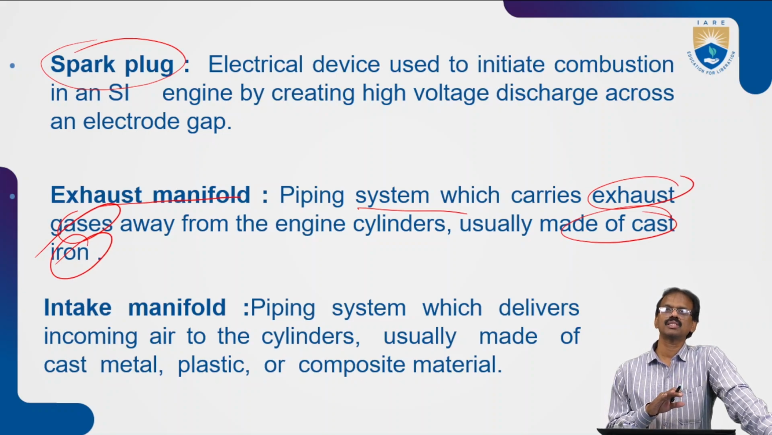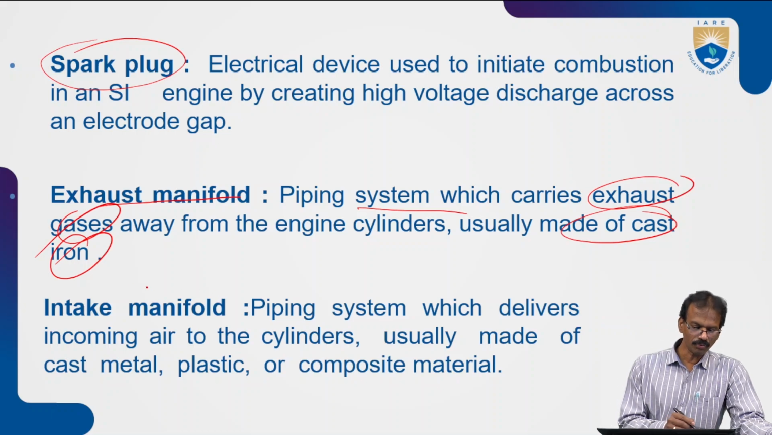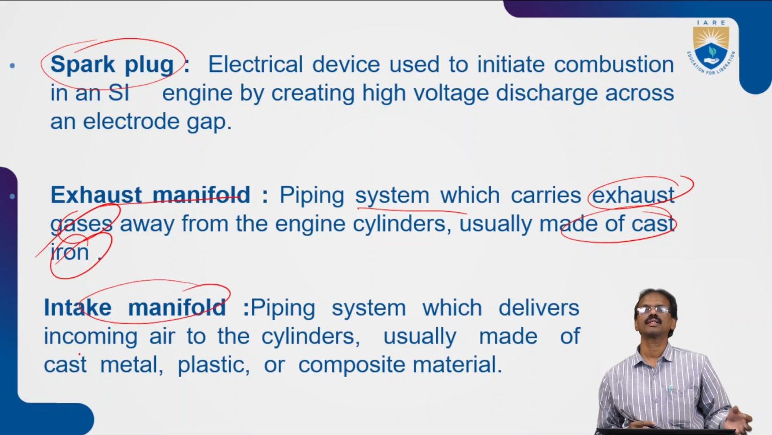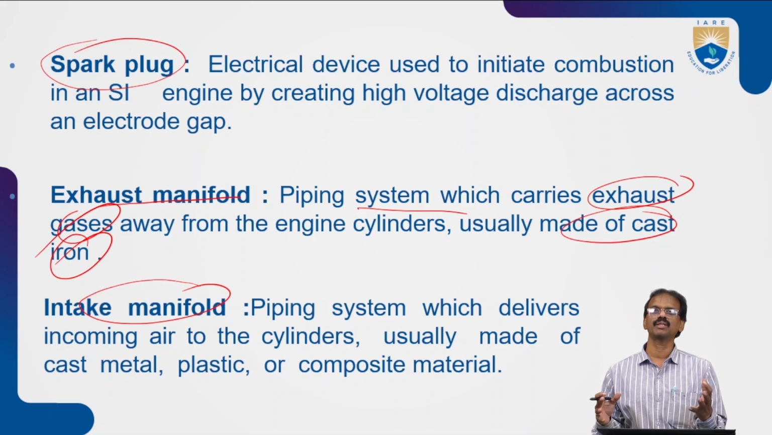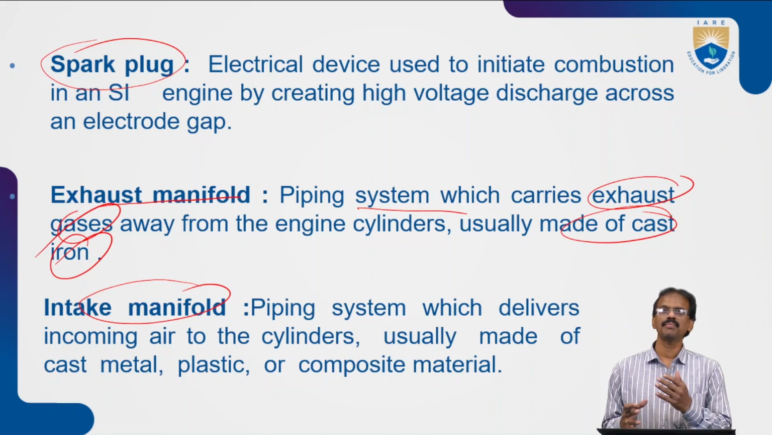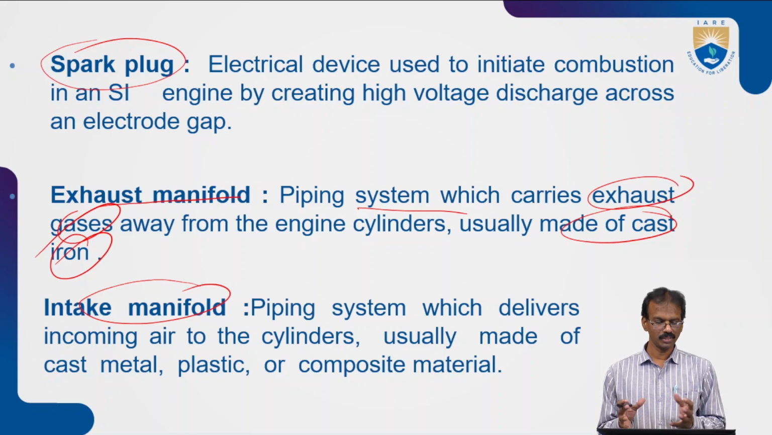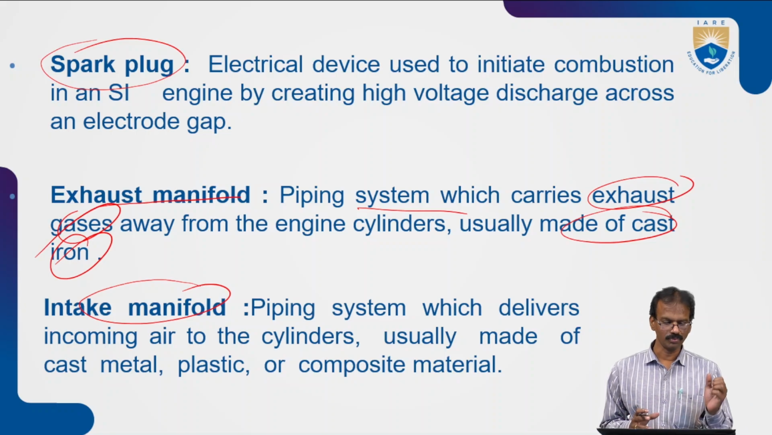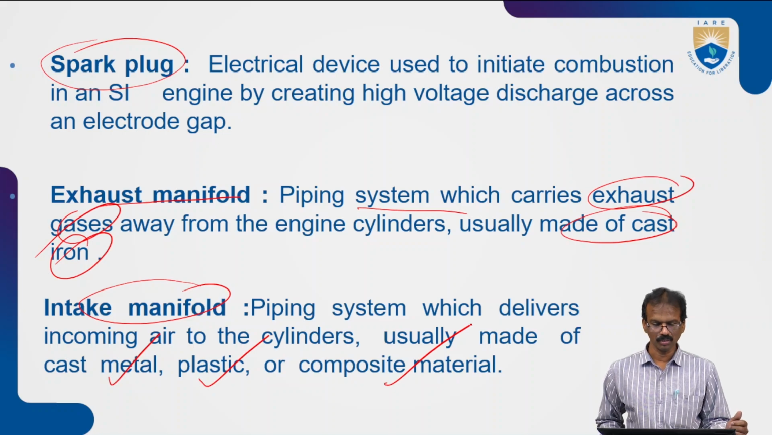Intake manifolds are just like a piping system which delivers the incoming charge. Charge means air-fuel mixture in the case of SI engines, into the cylinder. The manifold is mainly used to take the air-fuel mixture which is coming from the carburetor. A carburetor is a device which is used to prepare the homogeneous mixture of air and fuel. That air-fuel mixture is taken into the cylinder with the help of the intake manifold. It is also usually made up of cast metal or plastic or composite material like aluminum composites.